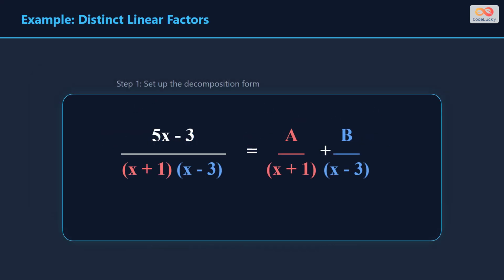Let's look at a concrete example. Suppose we want to decompose 5x minus 3, divided by the quantity x plus 1 times x minus 3. Since the denominator has two distinct linear parts, we set this equal to A over x plus 1 plus B over x minus 3. Our goal now is to find the specific values for the constants A and B that make this equation true for all x.